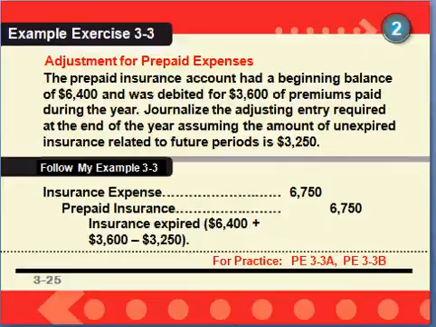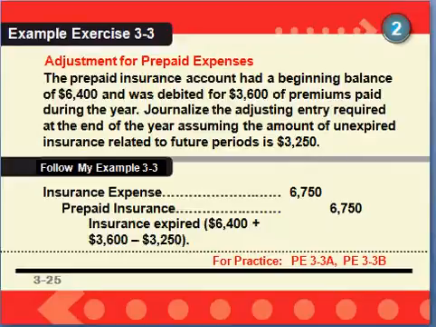Okay, so if we add those two numbers together, we get $10,000 worth of insurance. If we still have $3,250 that is good in future periods, that means we used $6,750 worth of insurance in our current period. So we would debit insurance expense $6,750 and then credit our prepaid insurance for $6,750.